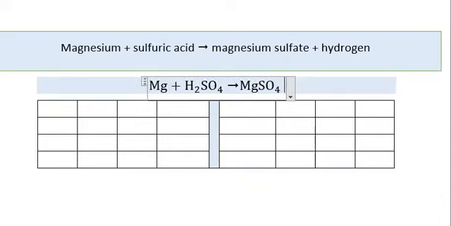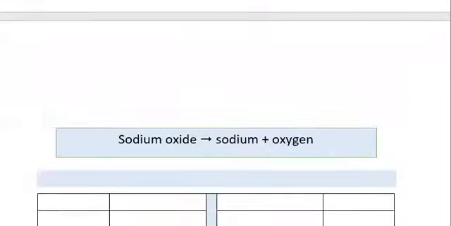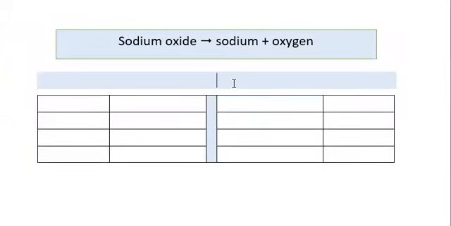Okay, I don't need to balance anything here. Everything is balanced out. There's 1 Mg, 1 Mg, 2H, 2H, 1S, 1S, O4, O4. Moving on. So here we have sodium oxide plus sodium, which gives me oxygen.